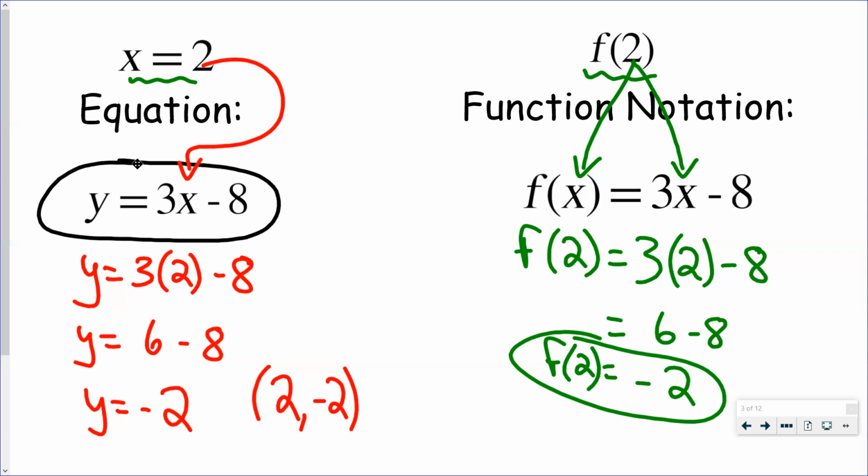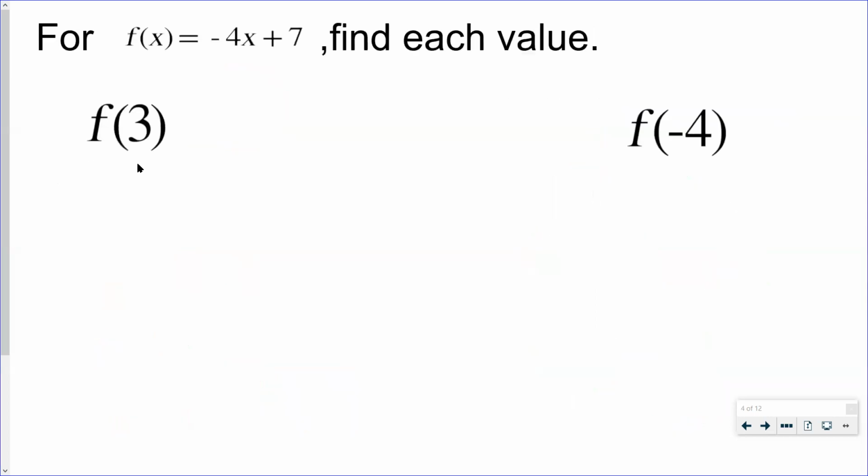We're looking to see the function. You may be sitting there going, Mr. Harris, what are we talking about here? We're going to build on this and we're going to put it all together as we go. So let's do an example. 4, f of x equals -4x plus 7. Find each value. All right, so let's solve these together.